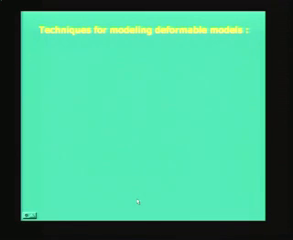Techniques for modeling deformable models. What are the techniques which are used? Well, there are lots of them. We will just go through a few of them, and we will take one example to study in detail with the time available to us.